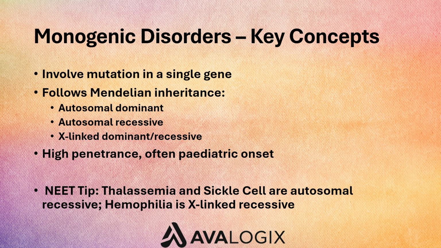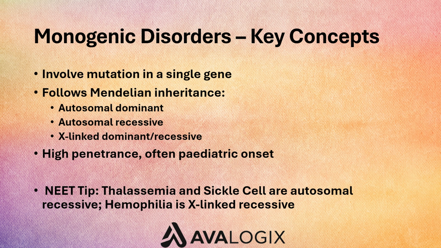Specifically, the inheritance can be autosomal dominant, where only one mutant allele is sufficient for the disorder to manifest. Example, Huntington's disease. Autosomal recessive, where both alleles must be mutated. Classic examples include sickle cell anemia and thalassemia. X-linked, where the gene involved is located on the X chromosome. These can be dominant or recessive, though X-linked recessive disorders like hemophilia A are more common.